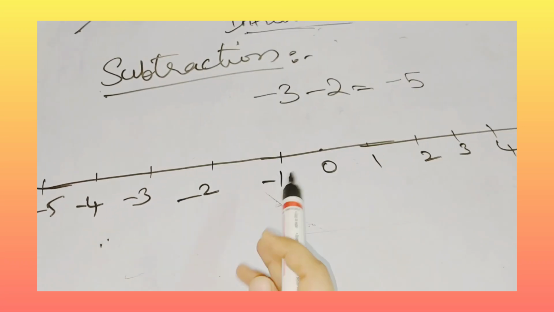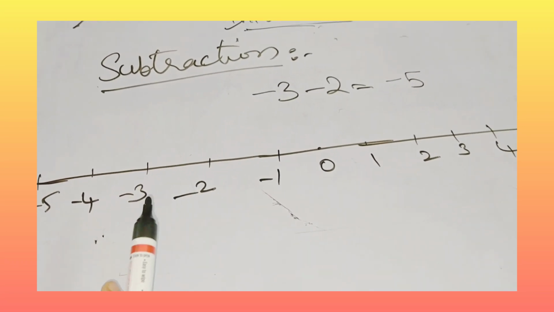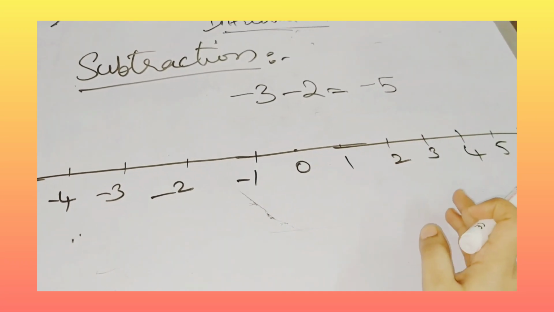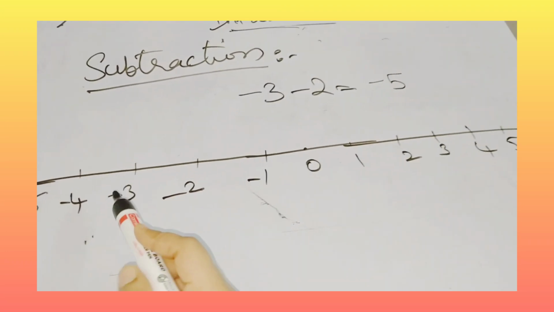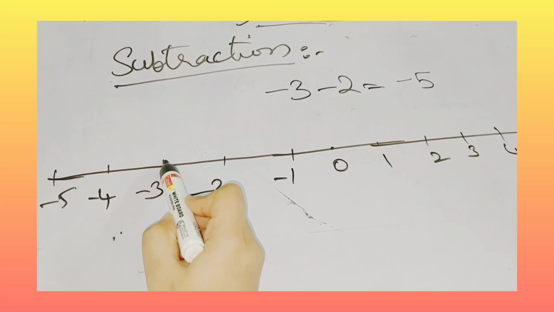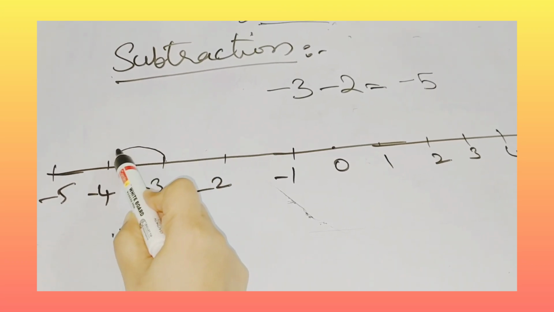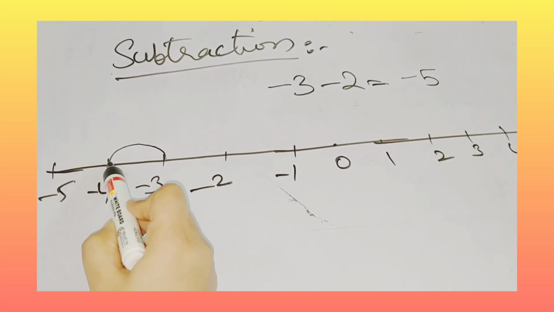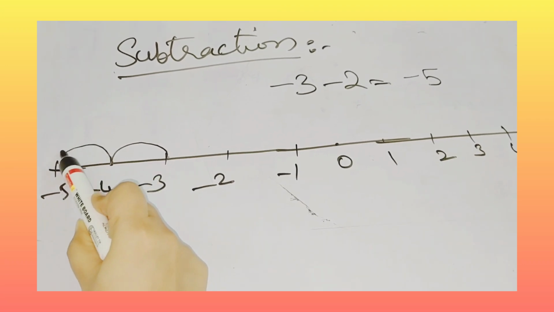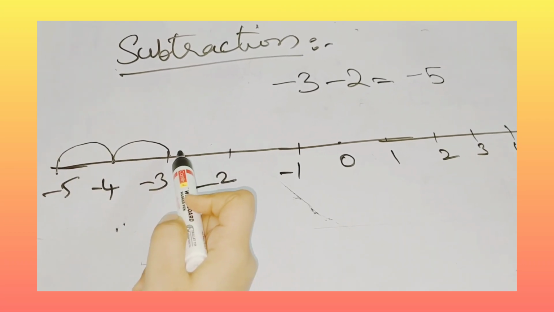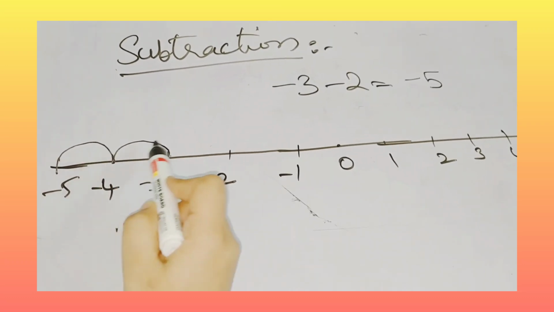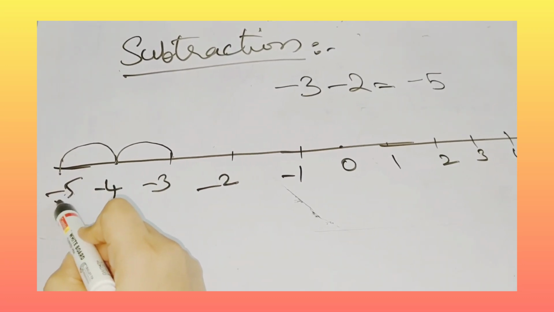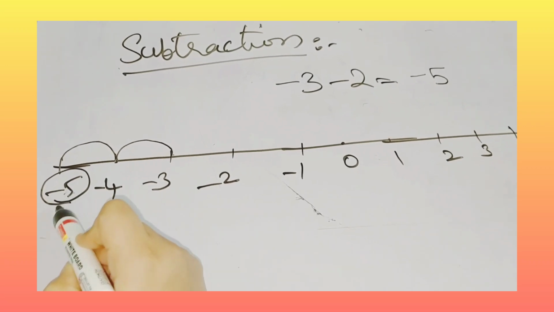So here on the number line, again you have to take the minus symbol here, and the plus numbers here. Then you have to move the curves from minus 3 to minus 5. 1, 2. Minus 3 and minus 2 is there now. 1, 2. Minus 3, minus 2. It is 1, 2. What is minus 3 and minus 2? It is minus 5. The answer is minus 5.